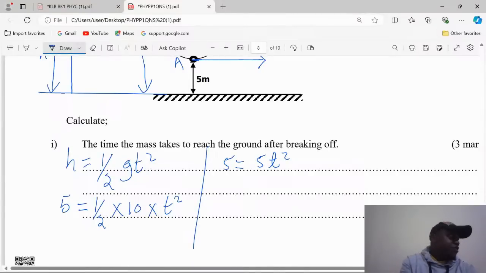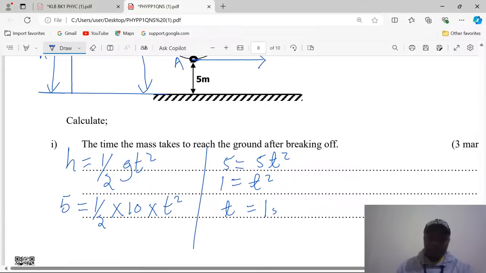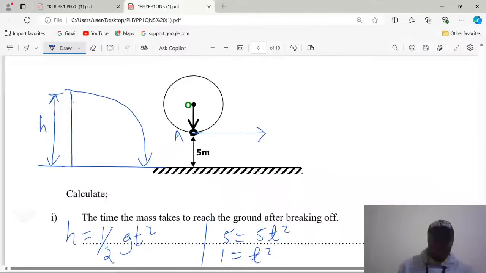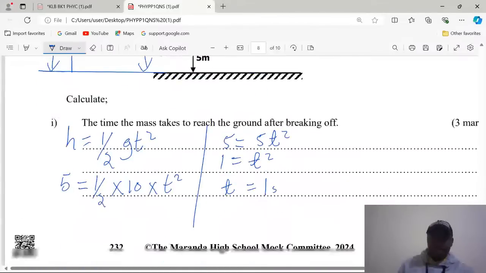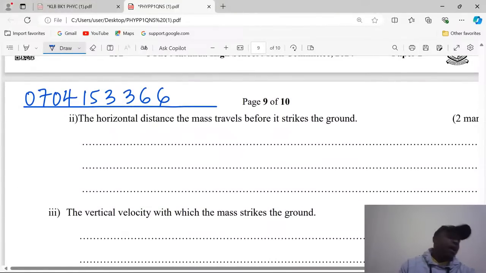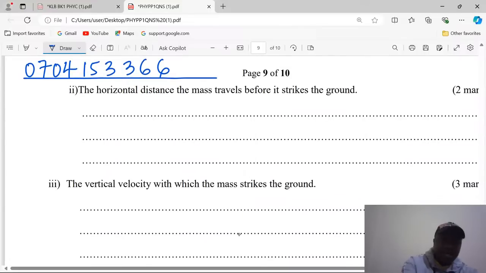Then we can divide through to get 1 equals t squared, and the value of t becomes exactly 1 second. Therefore, this body will take 1 second to reach the ground. We are also calculating the horizontal distance the mass travels before it strikes the ground. So what you're supposed to know is that the horizontal distance covered is called range, capital R, and is given by u multiplied by t.